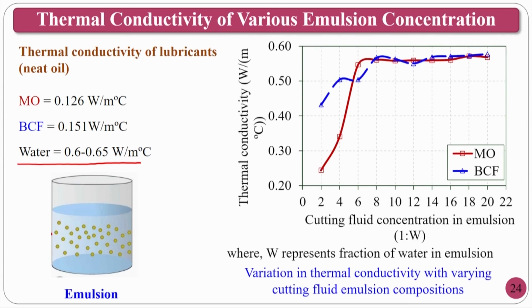With respect to the water increment, what will happen? Obviously the thermal conductivity will increase, because 0.6 is going to sit on 0.15 or on 0.121, so it is going to increase. That's why the thermal conductivity of the emulsion gradually increases, but it reaches an optimum value at 1:8. After 1:8, the thermal conductivity of the cutting fluid is approximately the same.